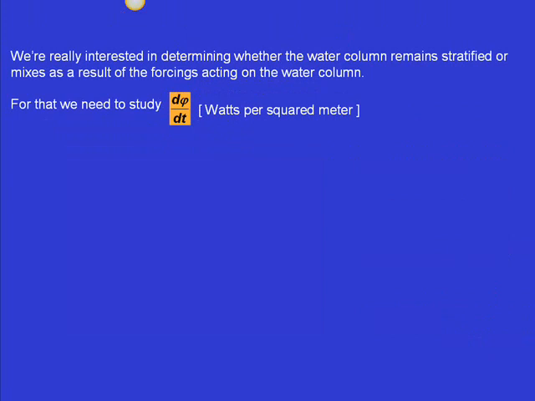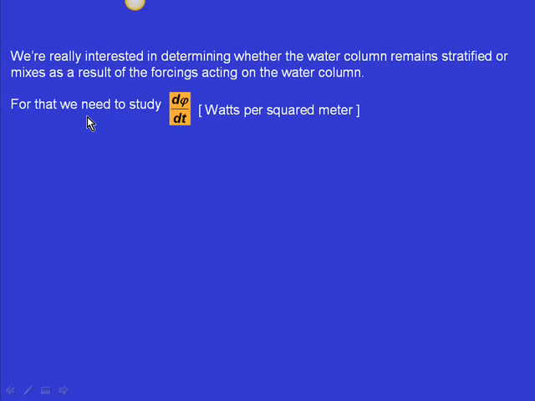So what we're really interested in when we look at the water column from the energetic point of view, when we try to compare mixing versus stratification, is to determine whether the water column remains stratified or whether it mixes as a result of the forcings acting on the water column. The forcings that will try to stratify versus the forcings that will try to mix it. So this is a competition, like any sports or any competition that you can think of. See who's stronger, the mixing agents or the stratifying agent.